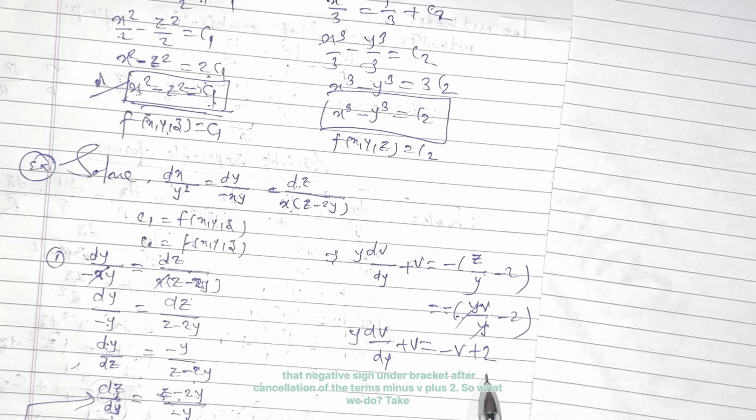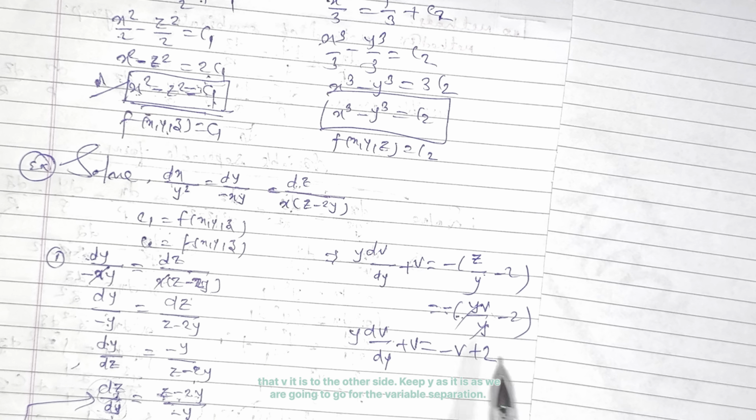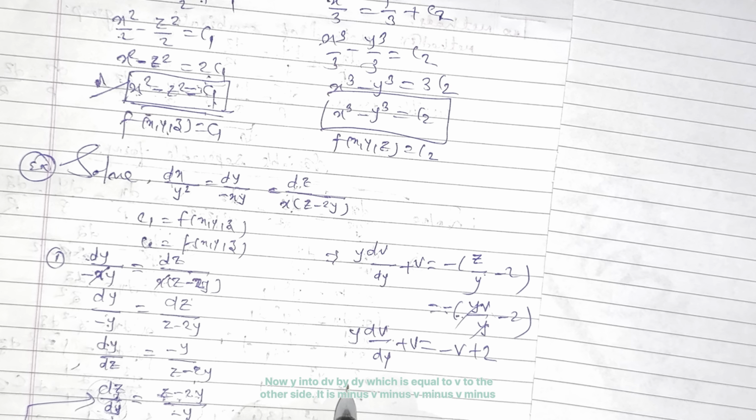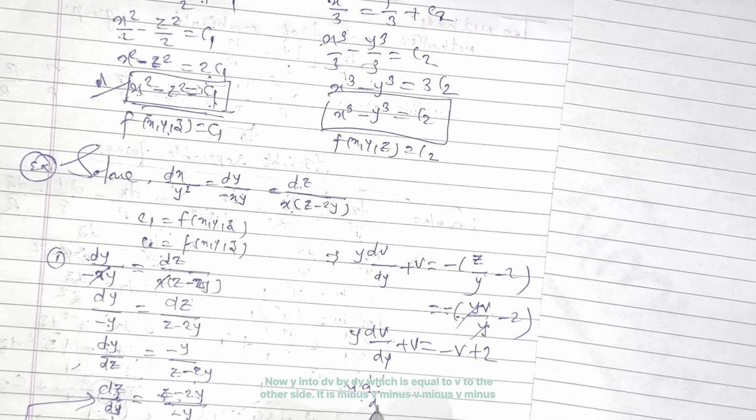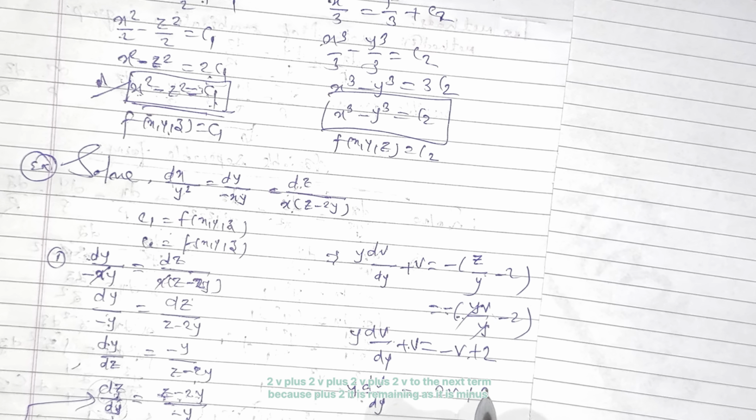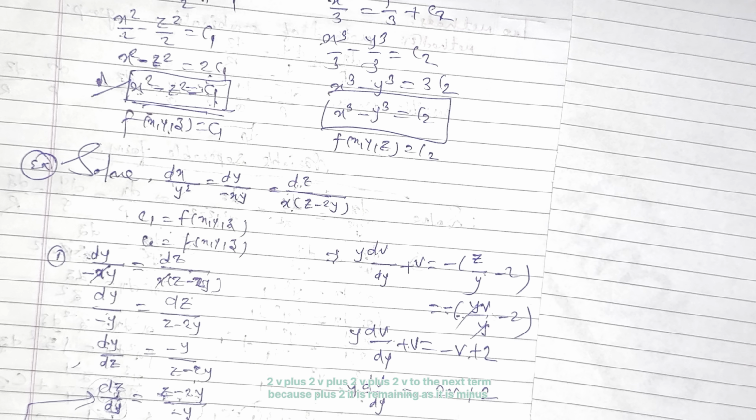Okay, minus v plus 2. So what we do, take that v to the other side and keep y as it is, as we are going to go for the variable separation now. Okay, y into dv by dy is equal to v to the other side, it is minus v minus 2v plus 2. Okay, because plus 2 remains as it is, minus it gives us the plus 2 value.